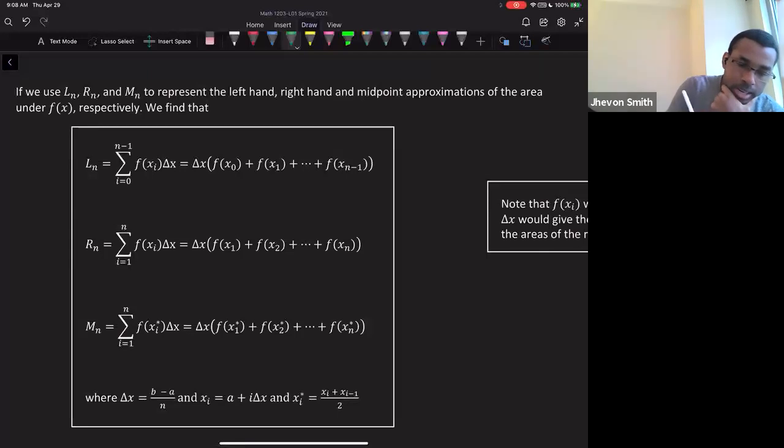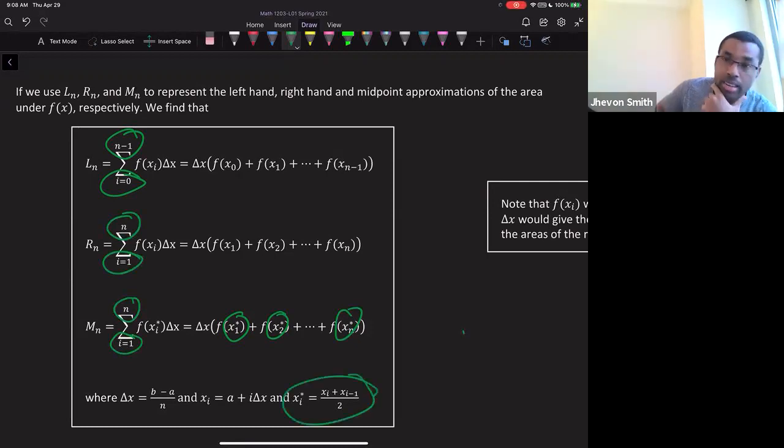So notice that the left hand goes from 0 up to 1 less than the highest number. That's because it only takes the left sides. Right hand goes from 1 up to the highest number, n, because it only takes the right sides. The midpoint goes from 1 to n, but with these new x values that we've created in the middle. And you can find those new x values by just taking the average of the two endpoints. Really, you only have to take the average of the first two and then add the delta x to get all the other ones. And of course, your delta x is always b minus a over n.